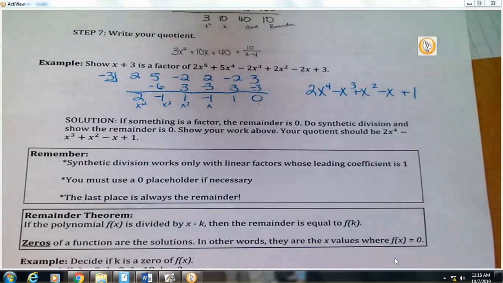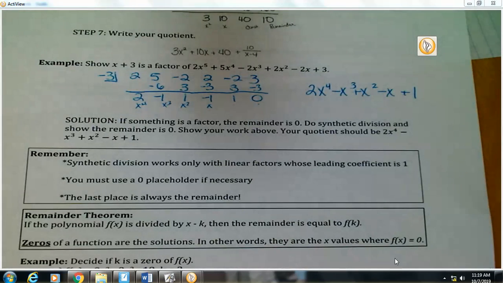Now the directions on this one actually ask for more than just the division. It says show it's a factor. Factors are things that divide evenly. So it says right underneath here, if something is a factor, the remainder is 0. That is really the piece of this section that we are going to continue using when I start section 3 in a little bit. So factors divide evenly. They have a remainder of 0.